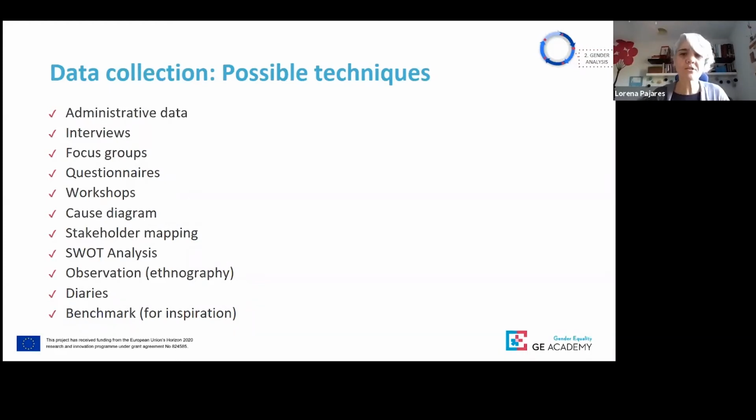But it includes some interesting tools to conduct our assessments, like, for example, checking administrative data, doing interviews, doing focus groups, doing questionnaires, and then workshops, in which it is highly recommended to use creative participatory tools and techniques here, okay? A cause diagram, I will show you an example of this now.